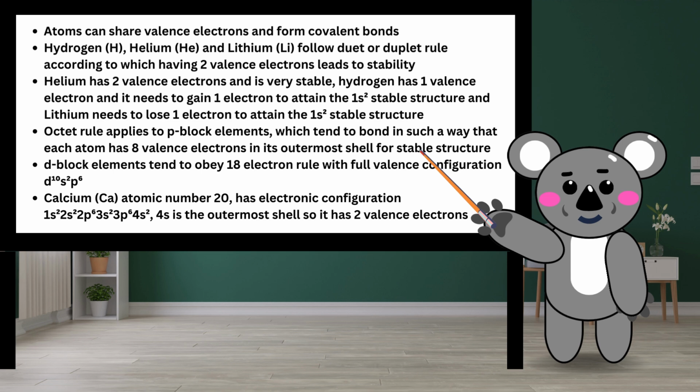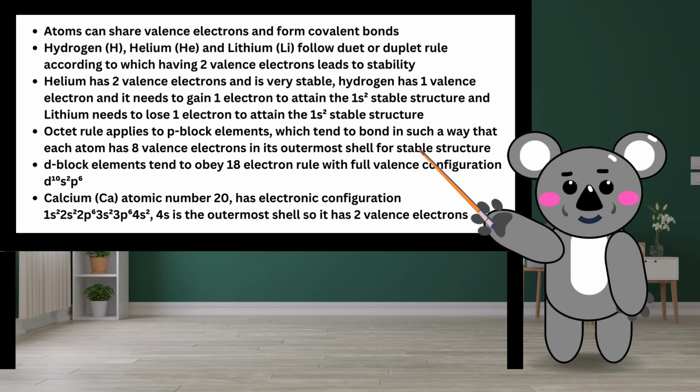Hydrogen H, helium He, and lithium Li follow the duet or duplet rule, according to which having two valence electrons leads to stability. Helium has two valence electrons and is very stable. Hydrogen has one valence electron and needs to gain one electron to attain the 1s2 stable structure, and lithium needs to lose one electron to attain the 1s2 stable structure.